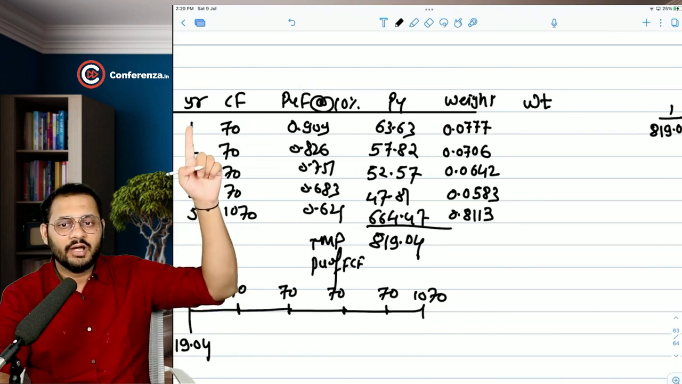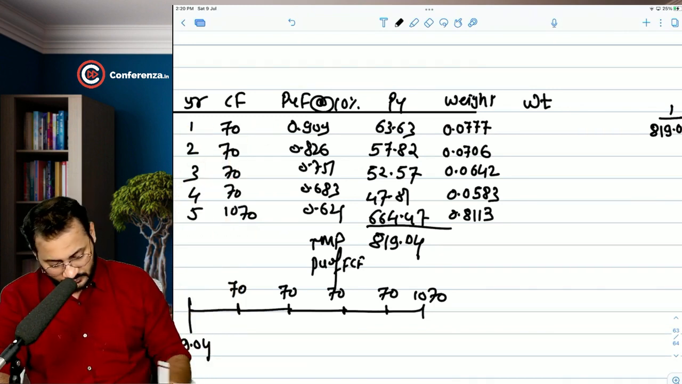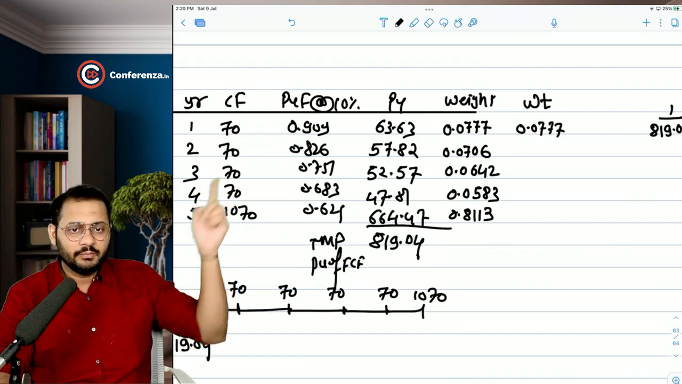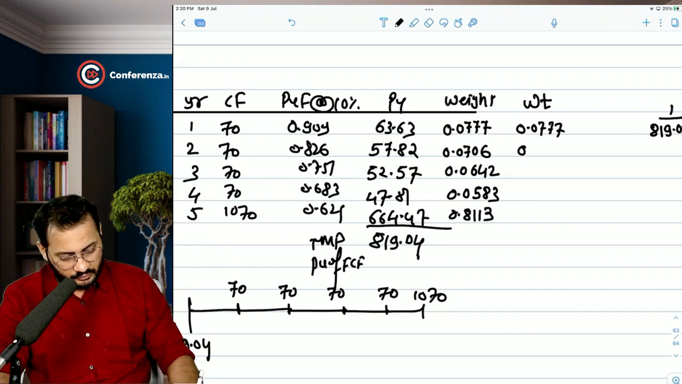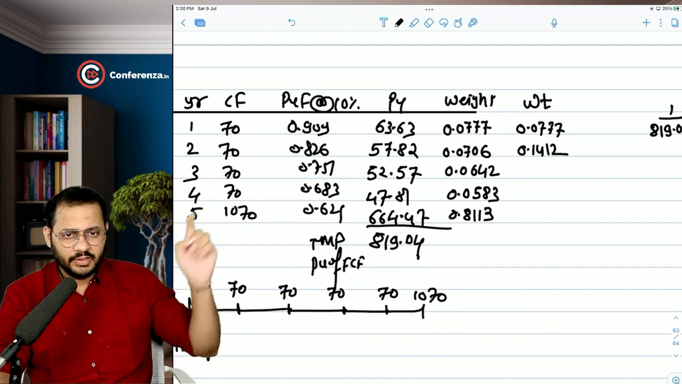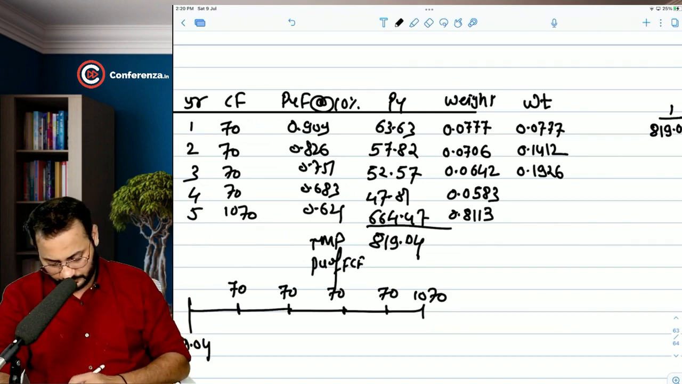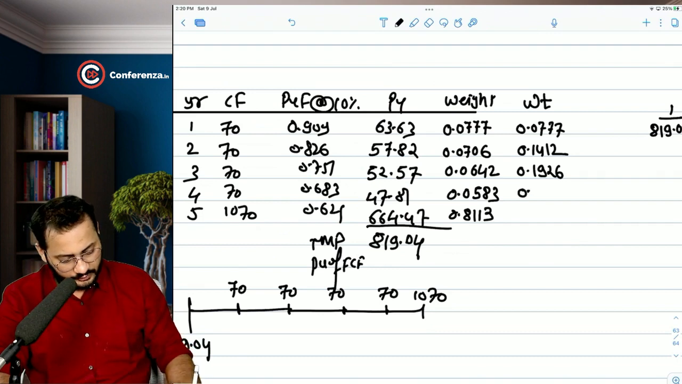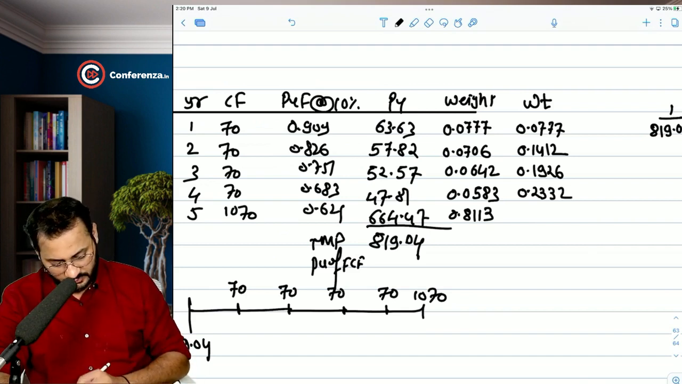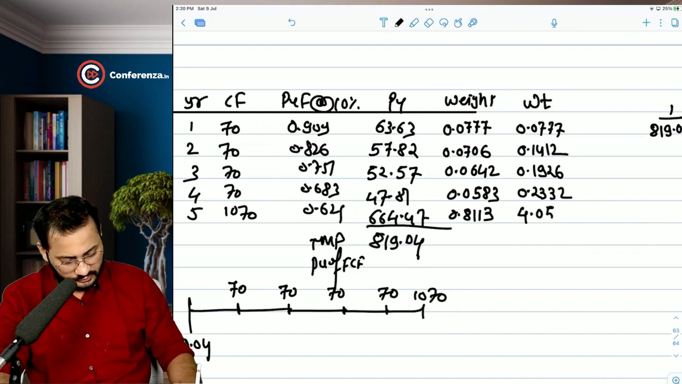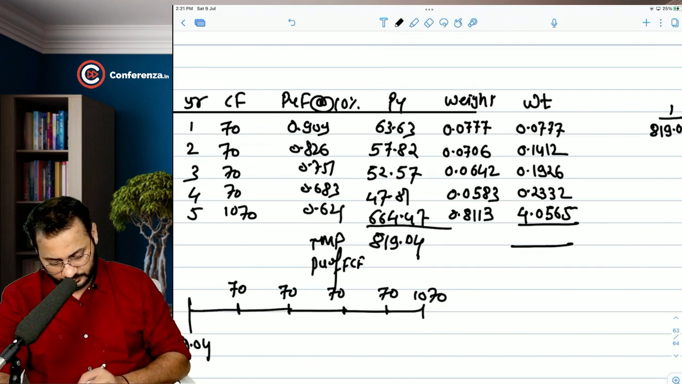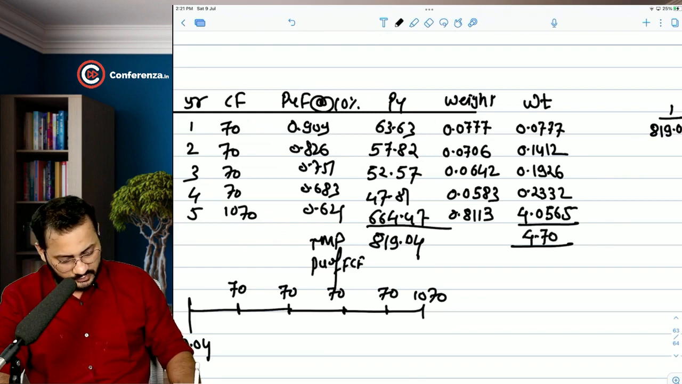1 multiplied by 0.0777, it will be 0.0777. Then 2 multiplied by 0.0706, 0.1412. Okay. Then 3 multiplied by 0.0642, 0.1926. Then 0.2332. 5 multiplied by 0.8113, so that's 4.0565. And now do the total. That gives us 4.70 years.